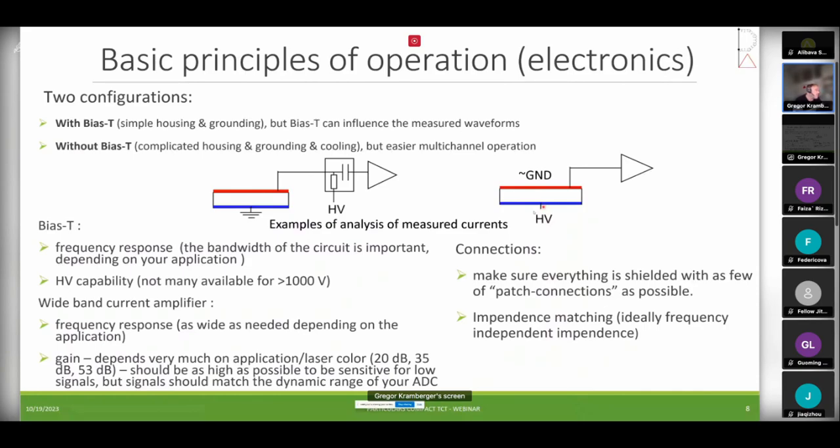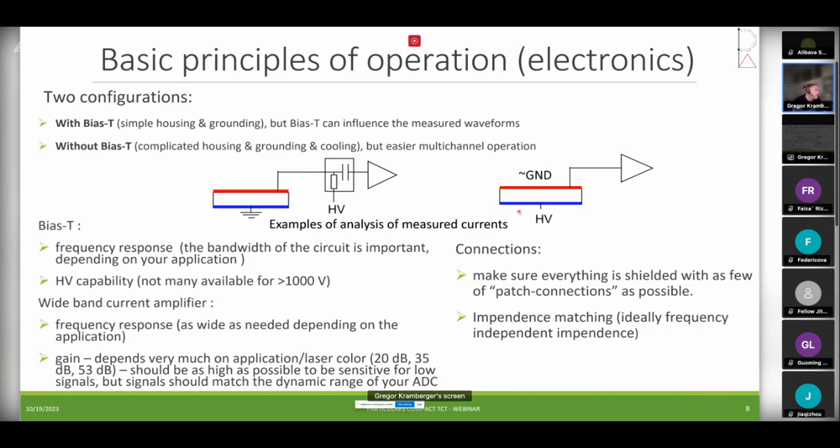the connections. So if you look at what the electronics components need to fulfill, like I said, the bandwidth should be very large on both sides, on the low and on the high, so that you can reproduce your currents as much as possible. So what you measure actually corresponds to the true induced current.